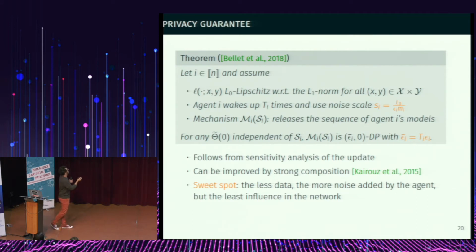We can do better than this by some advanced composition results. But what's nice here is a sort of sweet spot, which comes from this. I'm assuming that some users in the network might have more data than others. And so people who have more data need to add less noise, which makes sense because they have more data.